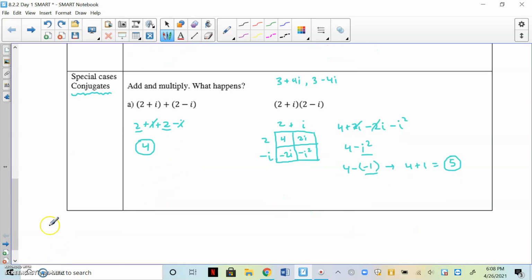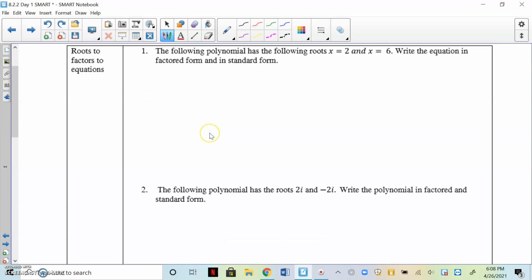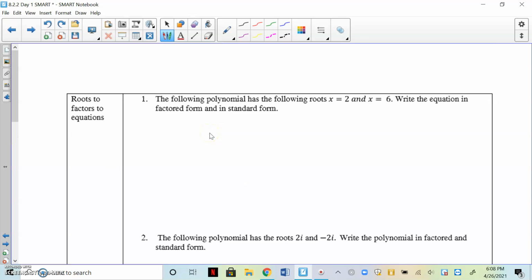All right. There's one last thing you have to be able to do for this set of Open Math problems, and that is to write the equation given roots. We have already done that with regular roots, and so we're really just going to use that to introduce doing it with complex roots.